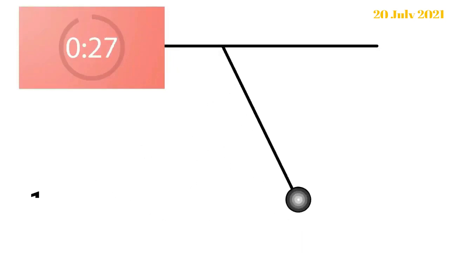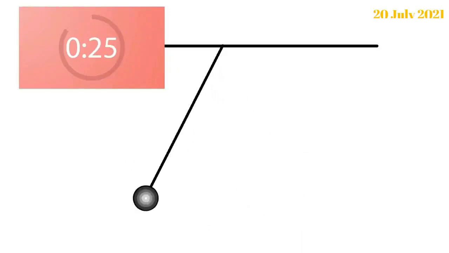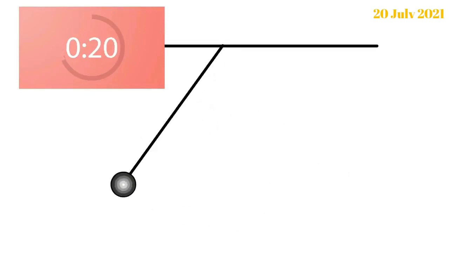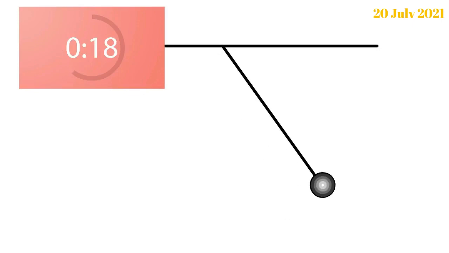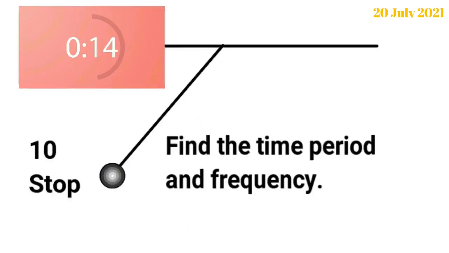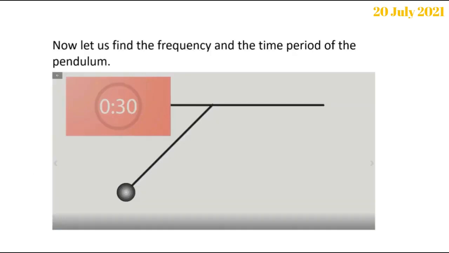In this virtual pendulum, instead of one vibration, we'll take 10 vibrations. Now what is going on is 5th vibration, now 6th vibration, and then 7, and so on, and we will stop on 10th vibration, right? Now we have got a time of 30 minus 14, 16 seconds for 10 vibrations. Now let us find the frequency and the time period of the pendulum.